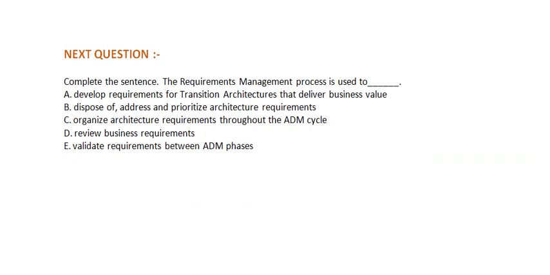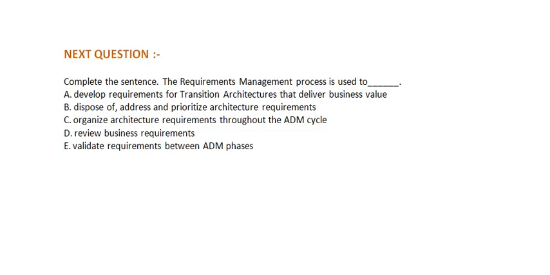Next question is, complete the sentence. The requirements management process is used to: option A, develop requirements for transition architectures that deliver business value. Option B, dispose of, address and prioritize architecture requirements.